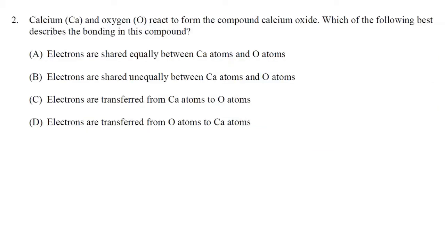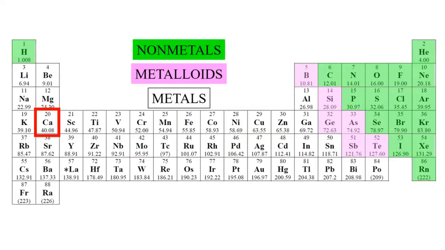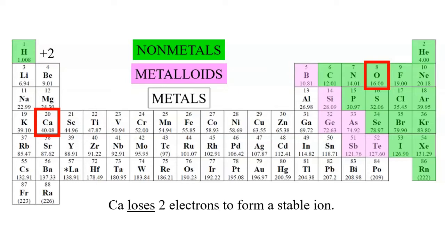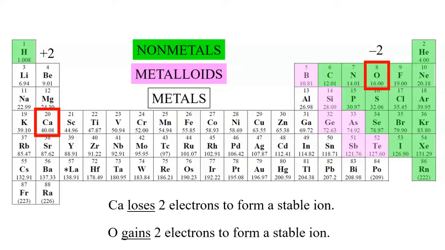Number 2 says, calcium and oxygen react to form the compound calcium oxide. Which of the following best describes the bonding in this compound? So calcium is a metal, oxygen is a nonmetal, so therefore this is ionic bonding. Calcium is 2+, which means that calcium loses 2 electrons to form a stable ion, and oxygen is 2-, so oxygen gains 2 electrons to form a stable ion.